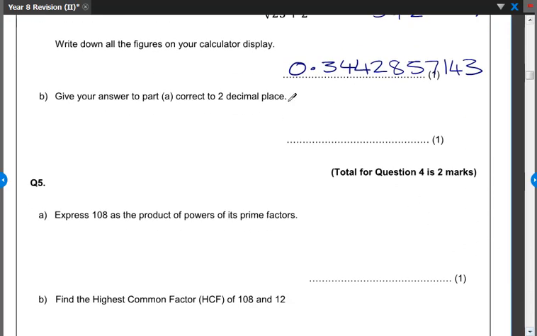Okay, we move on. Give your answer to part A to 2 decimal places. So we just go to this, okay, second decimal place, which is here. 1, 2. Look to the right, it's 4. That means we round down. So your answer is going to be 0.34. Okay, next one.